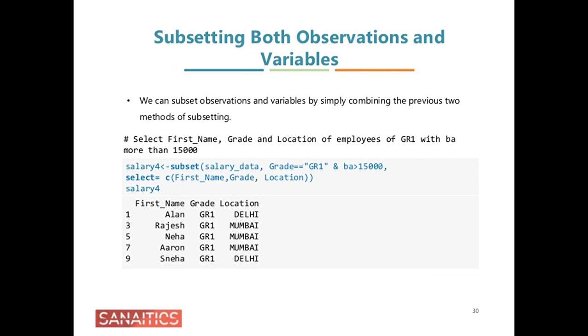Subsetting both observations and variables. We can subset observations and variables by simply combining the previous two methods of subsetting. Following code combines the observations and variables and gives the output.